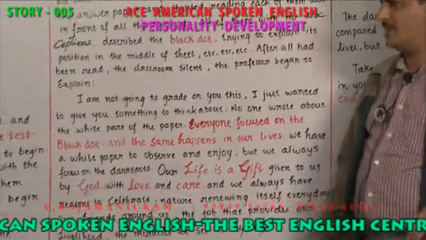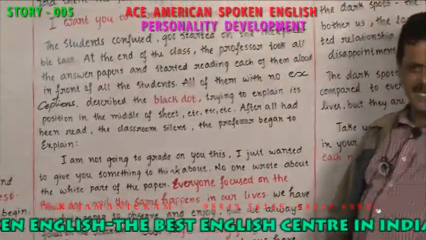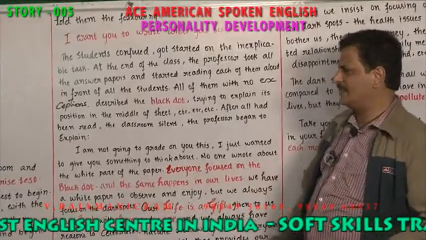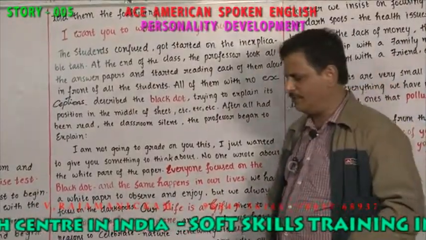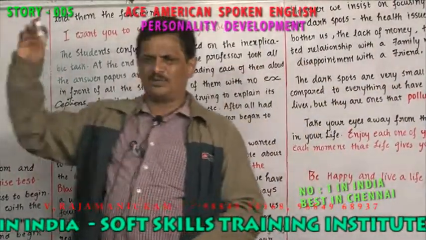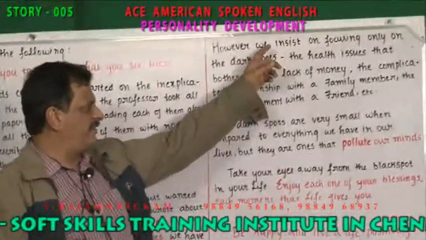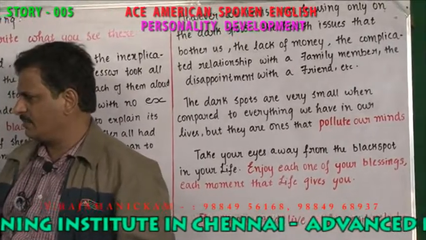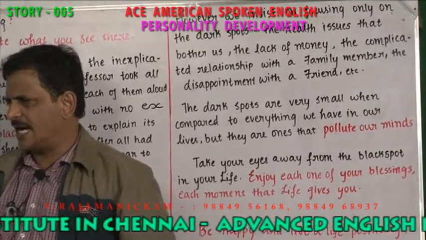Today's climate is hot. In the month of June we find it is the rainy season. In December you find it is cold. Life is so wonderful. We don't see all those things. We always bother about our problems. However, we insist on focusing only on the dark spots. What is the dark spot?